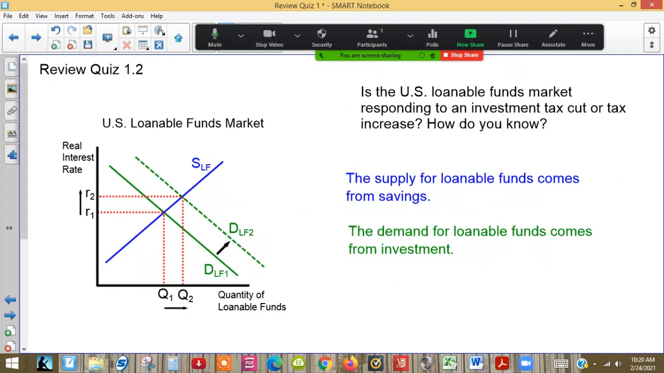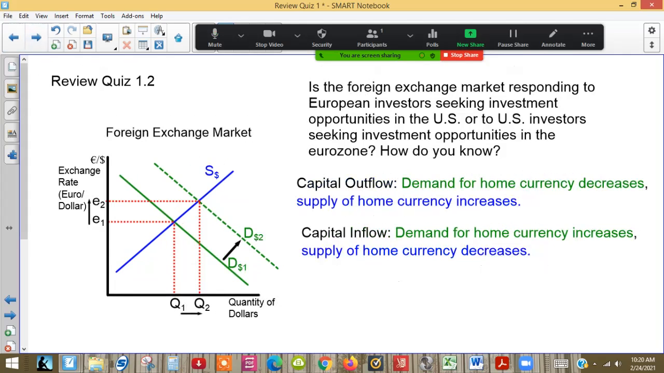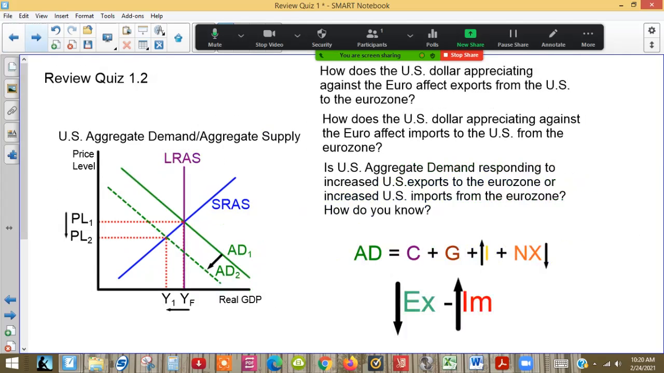So if we have this, you're going to get this, and if we have an appreciation of the dollar, you're going to get something very, very interesting. And this is where you get a lot of confusion, because your first instinct is to think, well, if the dollar is appreciating, if the dollar is getting more valuable, isn't that a good thing? Well, the answer is it depends.